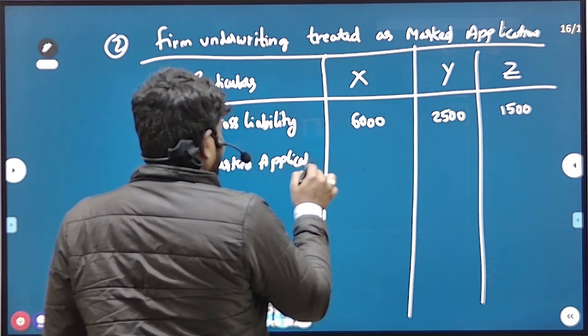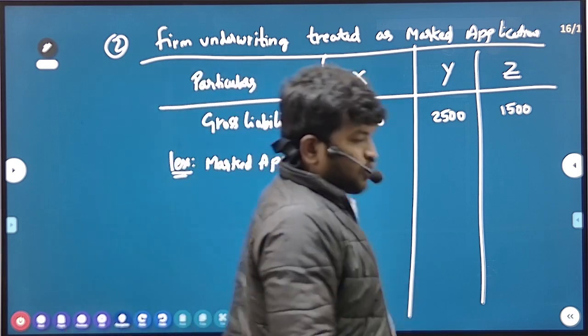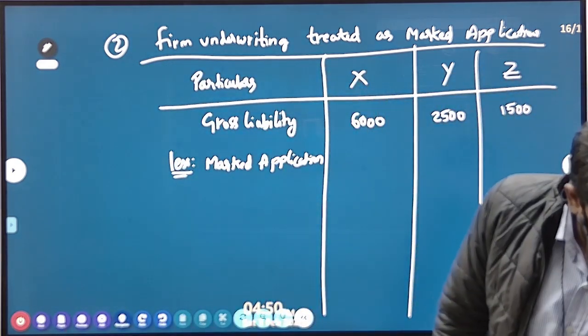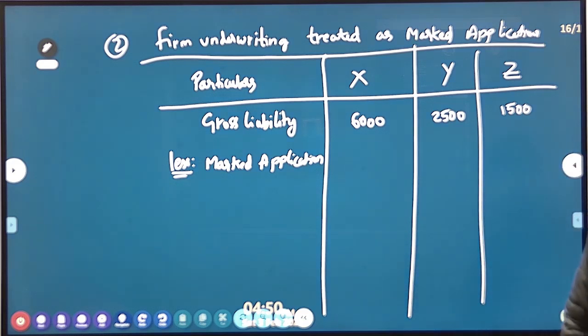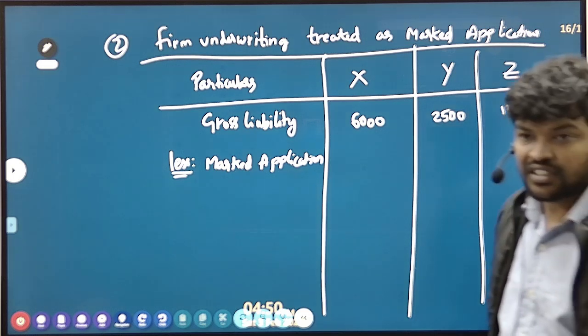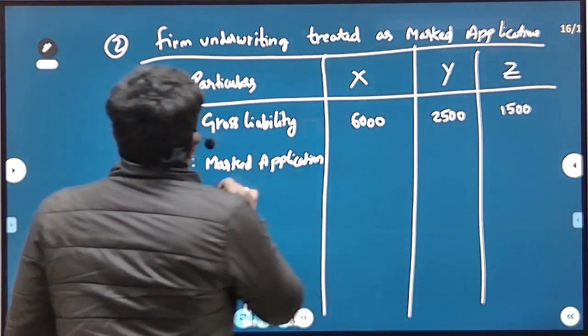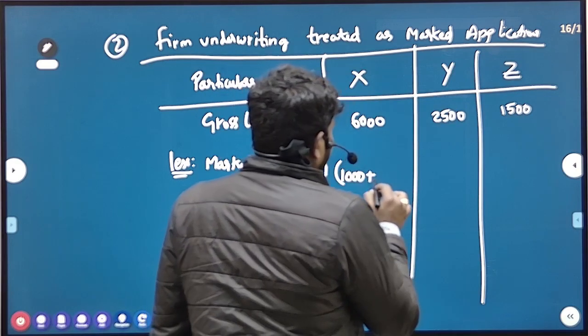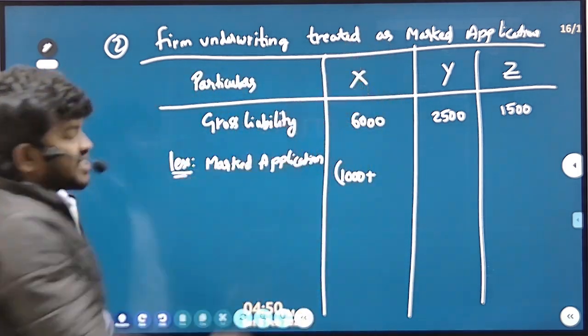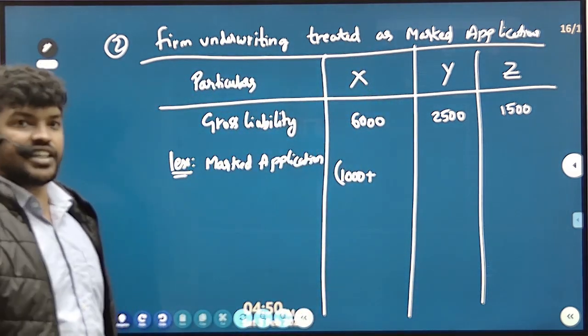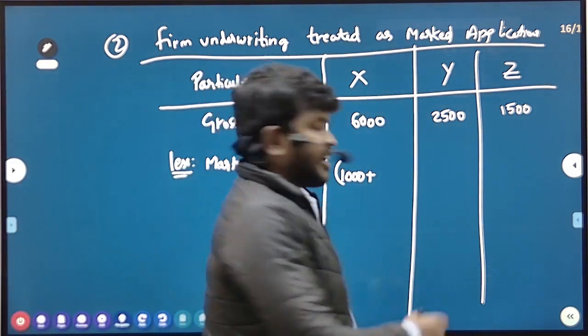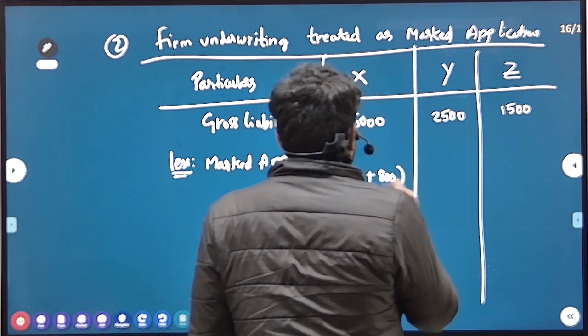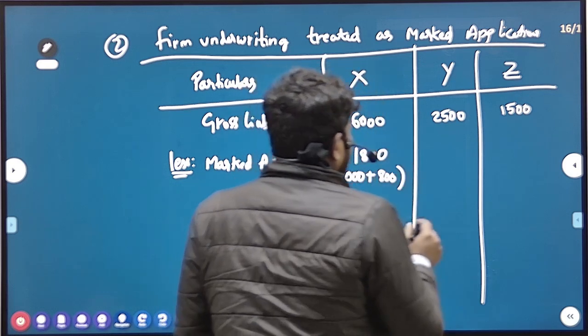अभी जो मार्क्ड एप्लीकेशंस है, एक्स का टोटल मार्क्ड आया था 1,000, यस और नो? मार्क्ड एप्लीकेशंस इसका नॉर्मली कितना आया था? 1,000. फर्म अंडर राइटिंग को मार्क्ड कंसिडर करने के लिए बोल रहा है. फर्म अंडर राइटिंग कितना आया था एक्स का? 800, सो टोटल 1,800 होगा इधर.